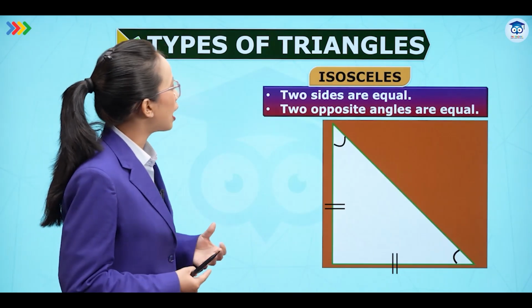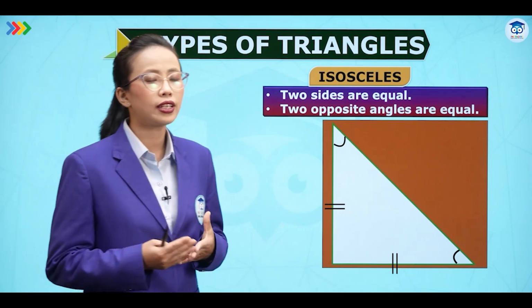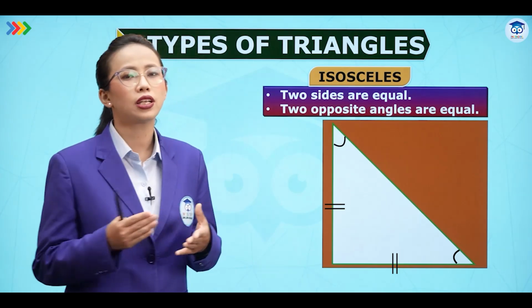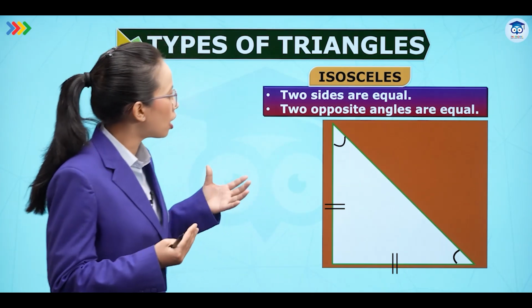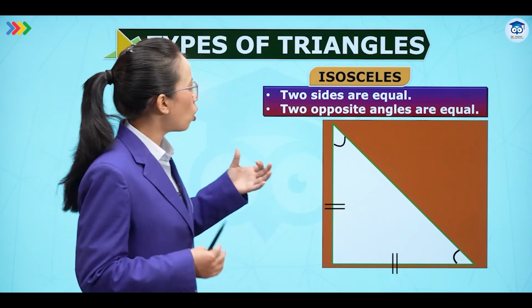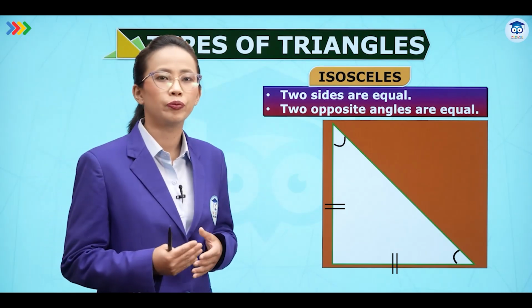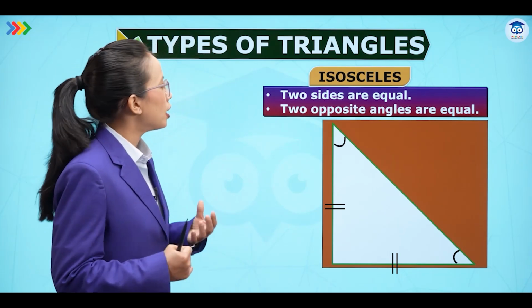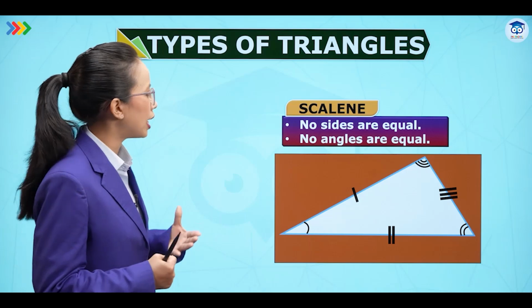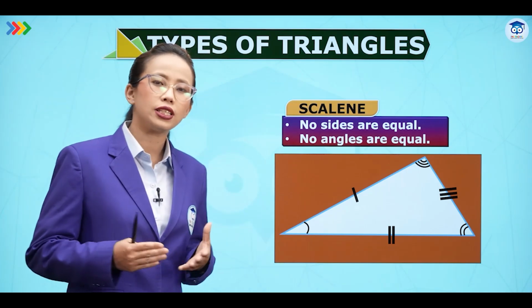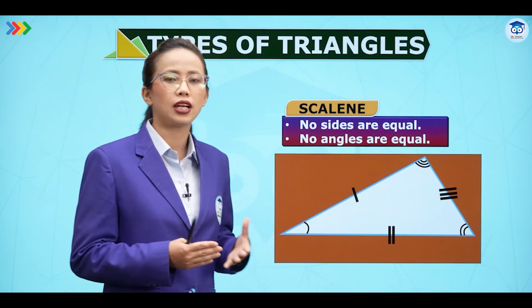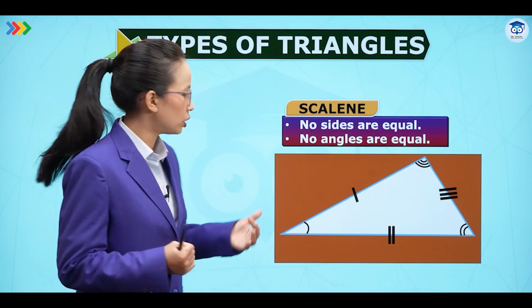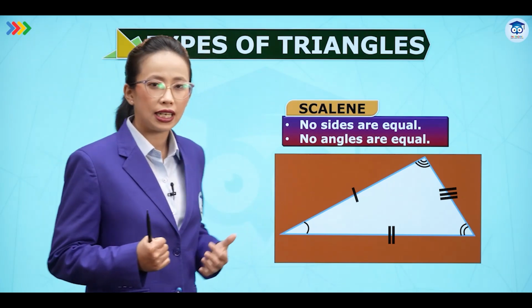Next we have the isosceles triangle. Isosceles triangles are triangles in which two sides are equal. So two sides are equal, and automatically two angles are also equal. The angles opposite to equal sides are equal. So this is one example of an isosceles triangle. Okay, next we have the scalene triangle. If all the sides are of different length, it means that all the angles are different, then it is known as a scalene triangle. So this is one example of a scalene triangle.